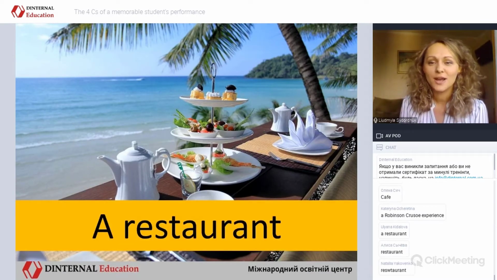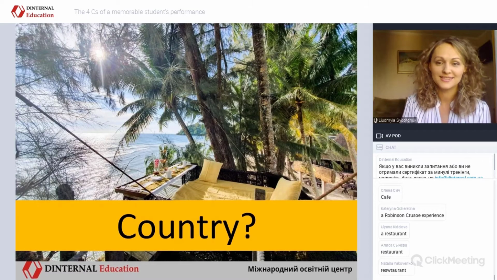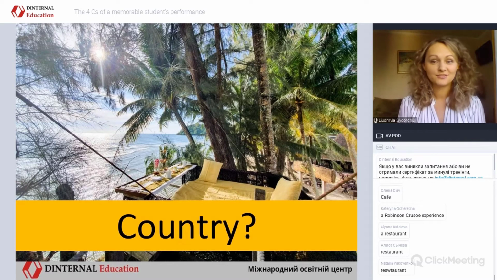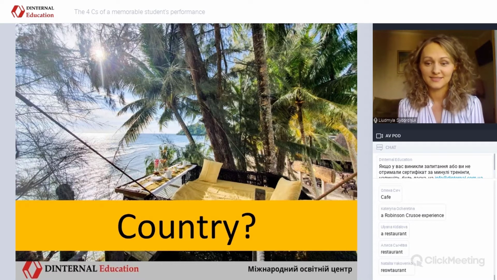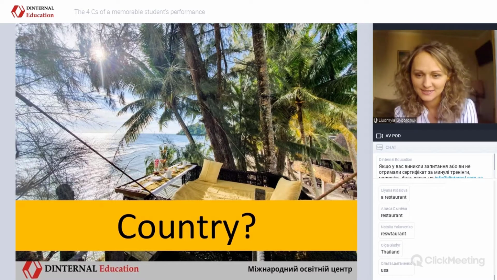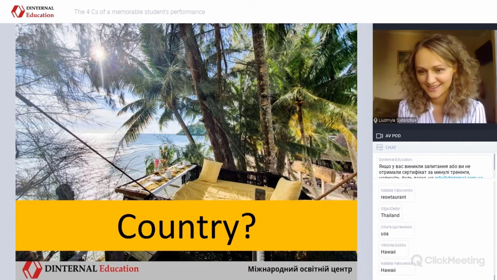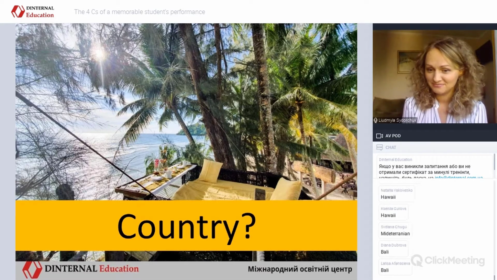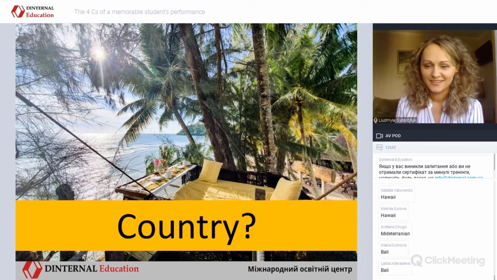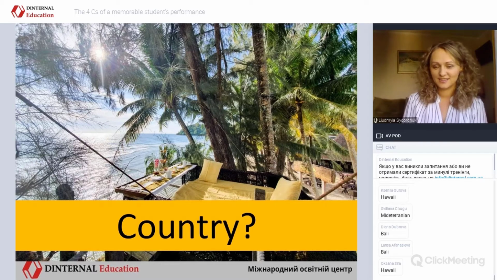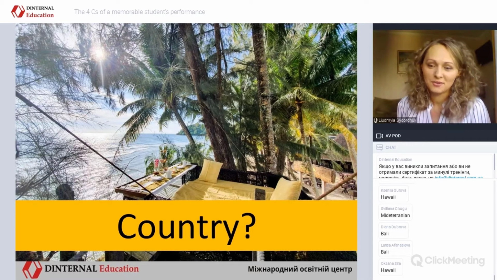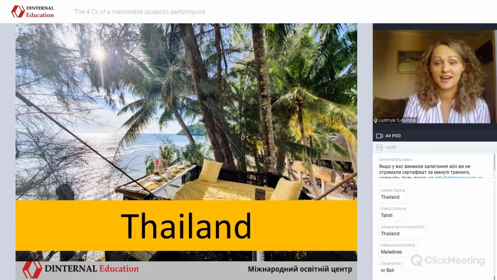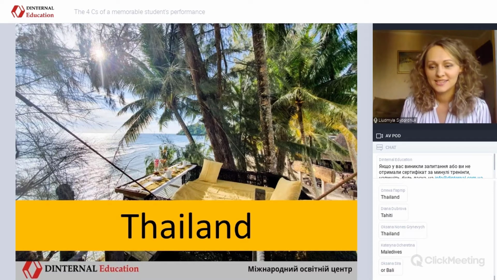Good. Now, my next question, where do you think this restaurant is? In which part of the world? Can you guess the country and type in your chat boxes? Which country do you think this restaurant is in? Olga thinks it's in the United States. Natalia thinks it's Hawaii. Okay, Mediterranean, Bali. But still, I can't see the correct guess. Oksana thinks it's Hawaii. Okay, shall I give you the first letter? Yes, Olena, thank you very much. This is Thailand. So this is a restaurant in Thailand.